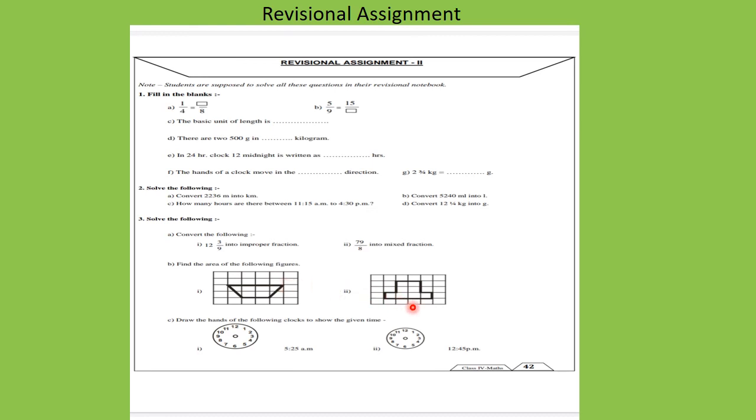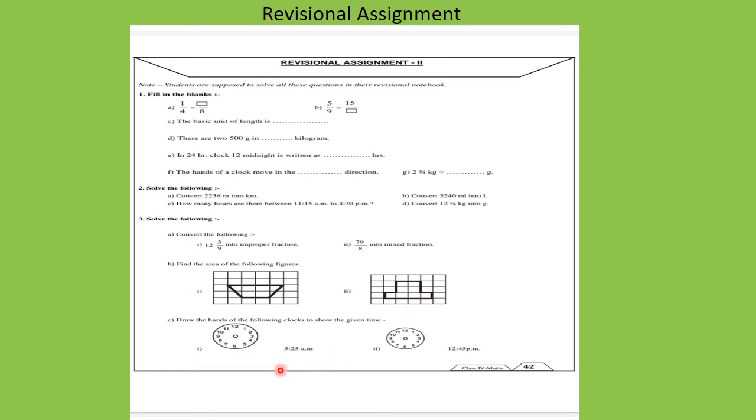Here, I think, almost all the squares are covered by the shape, so we will simply calculate how many squares there are. So we have 1, 2, 3, 4, 5, 6, 7 and 8. So the area of this particular figure would be 8 square units. I hope this is apparent to everyone.